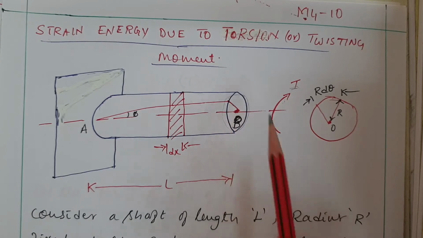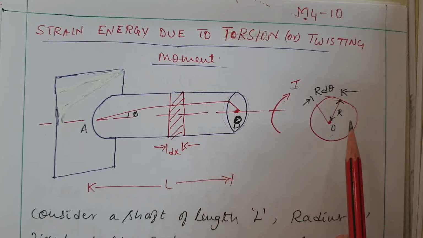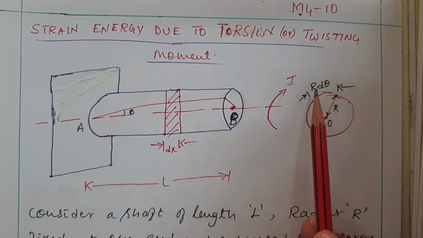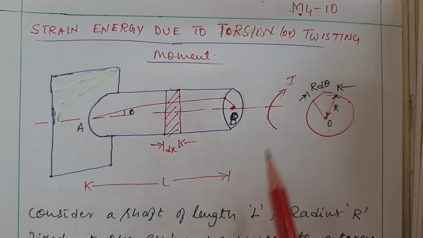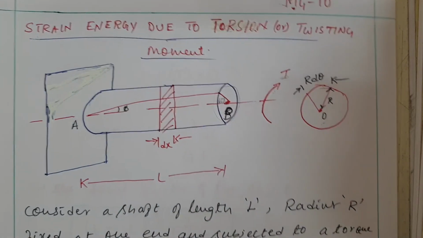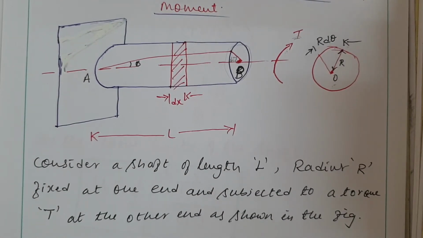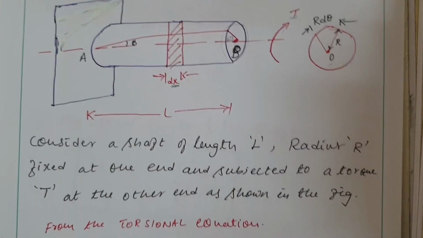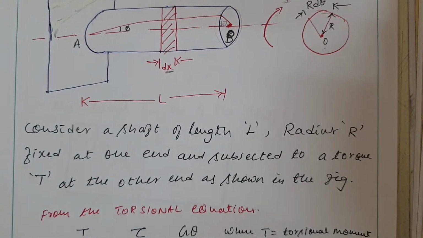Just this portion, if you consider, where R is the radius, from here to here it will be R into d theta, and this one is d theta. I explained that here. I am considering just a small element having a length of dx. Consider a shaft of length L, radius R, fixed at one end, subjected to a torque T at the free end as shown in the figure.